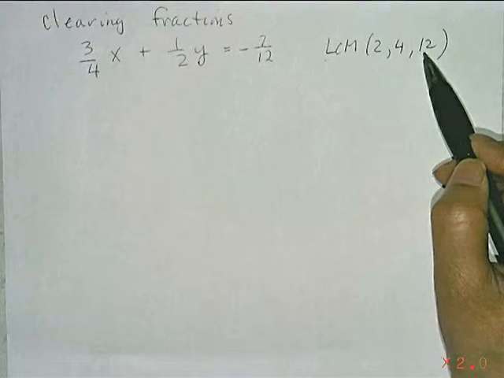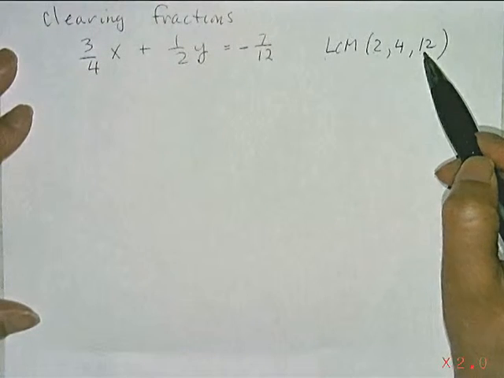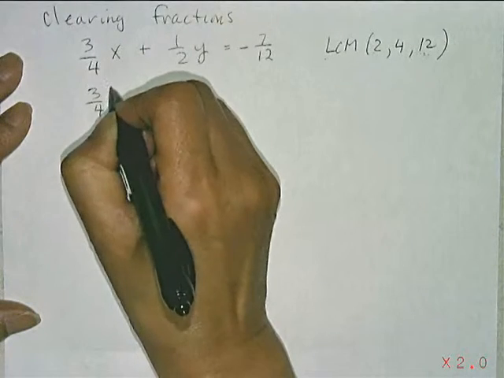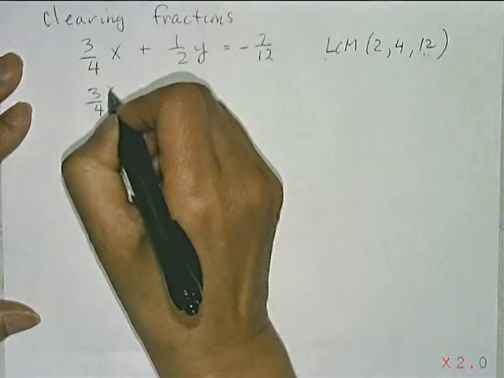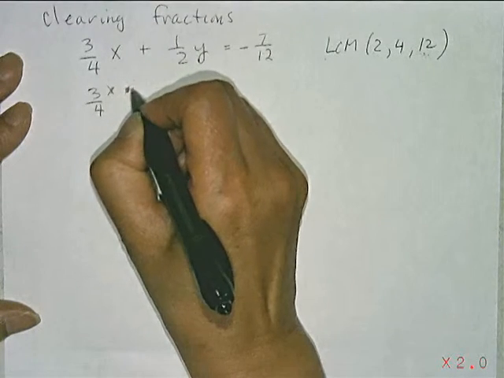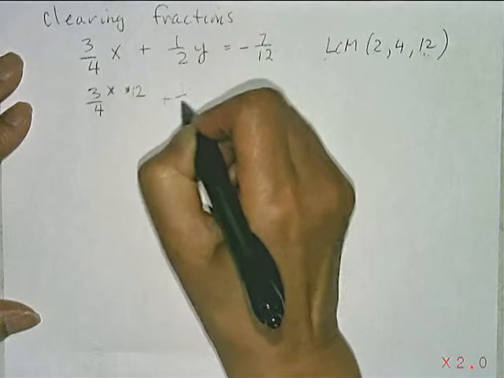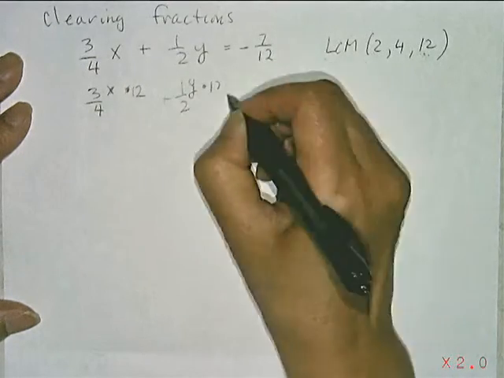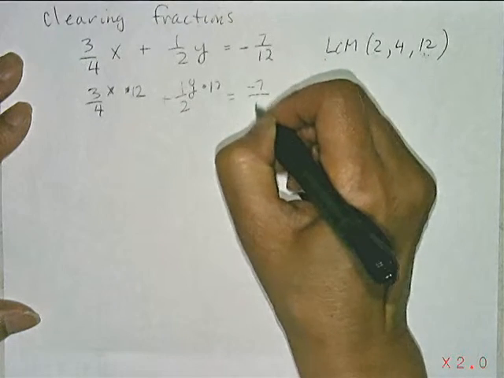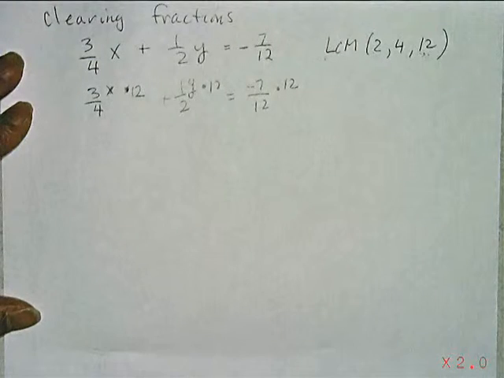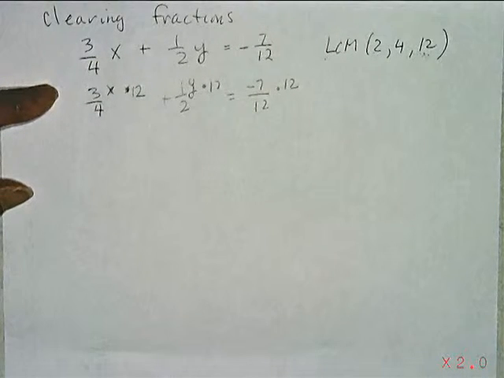So I'm going to multiply everything by 12. So it's going to be 3/4 of x times 12, I'll put a dot here, plus 1/2 of y times 12 equals -7 over 12 times 12. Now don't forget that this is division, okay? And we choose the lowest common multiple because it will divide evenly.